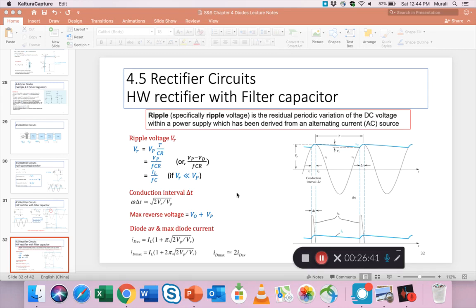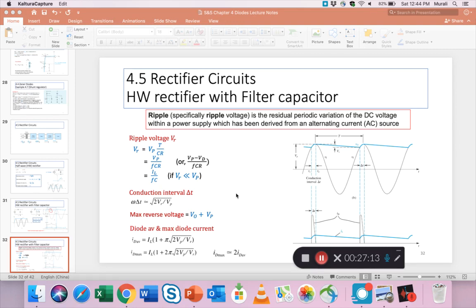Then there's also something called the max reverse voltage, which is VO plus Vp in this case. The max reverse voltage is kind of like the peak inverse voltage, right? I talked about the peak inverse voltage already, but sometimes you first derive a max reverse voltage, that is the voltage that the diode sees, and then you apply a safety factor, generally about 1.5, and then you say, okay, the PIV, peak inverse voltage for the diode, is so and so.